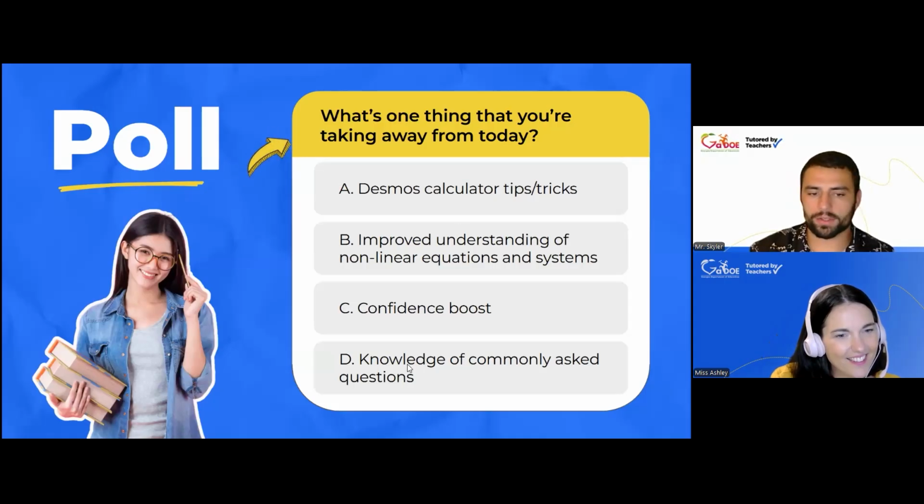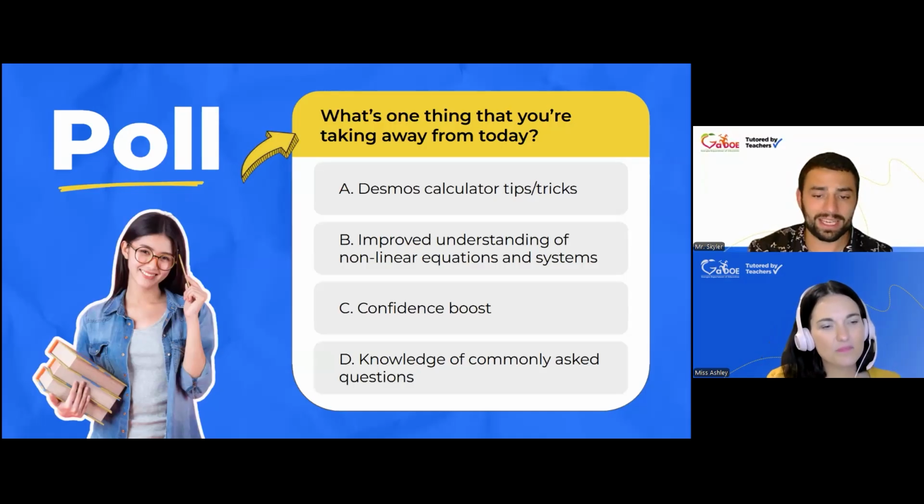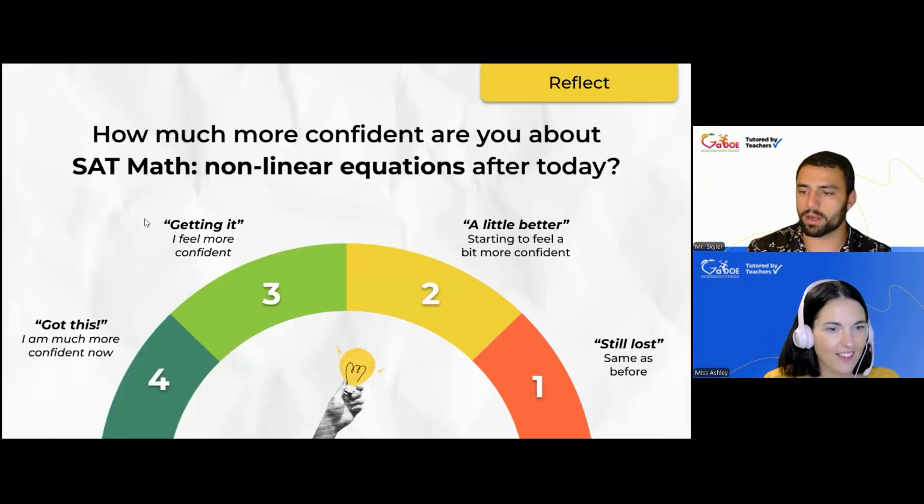Hopefully you guys feel a little bit confident. Like Miss Ashley said, confidence is key. You guys are feeling good because you did a little bit of extra practice. You should be. You've been putting in that work. You should be getting better, and you did get better today. You guys were doing great.